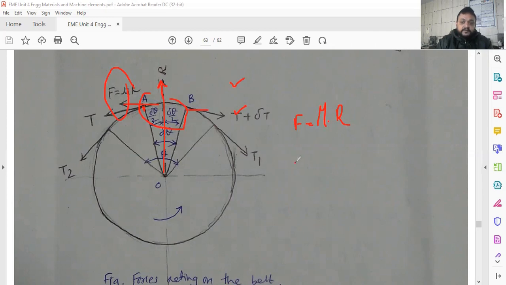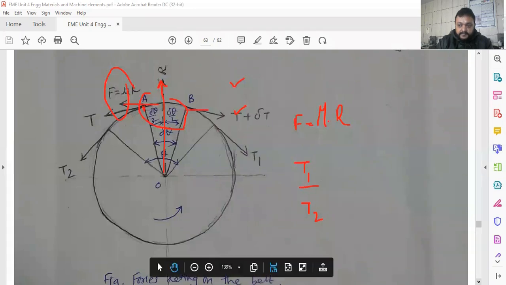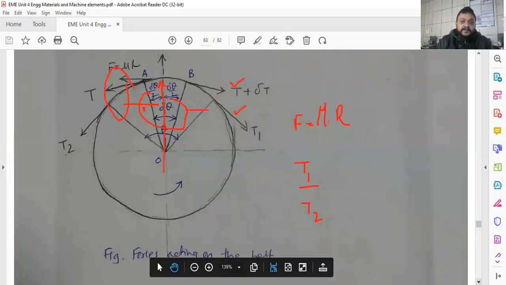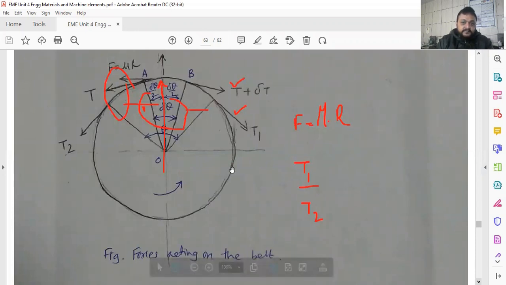Now we have to find out the ratio of the two tensions, T1 by T2. How can we find it? I will explain that here. A very simple thing: you have to mathematically resolve these forces. This is T, this is T plus delta T, this is T1 and this is T2. So T is there, T2 is there, T plus delta T is there, and T1 is there.